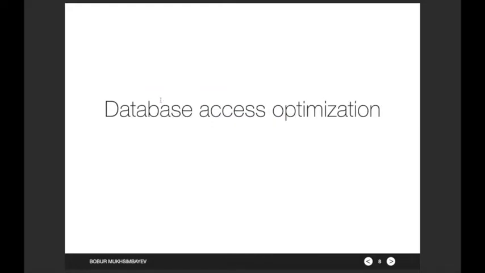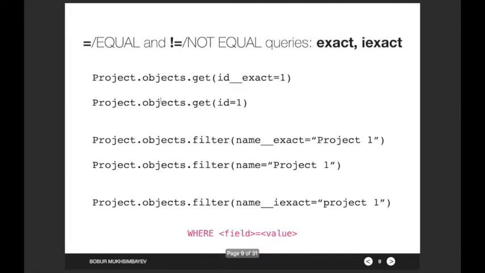Database access optimization. When we are getting data from the database, or when we are trying to add some info to our database, we have to care about optimization techniques. So let's look at our lookups. We have many lookups in our Django ORM, object relational mapper, and let's quickly see each of them.